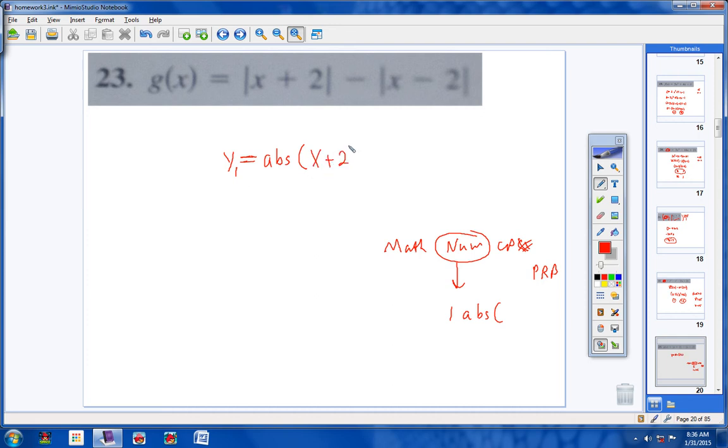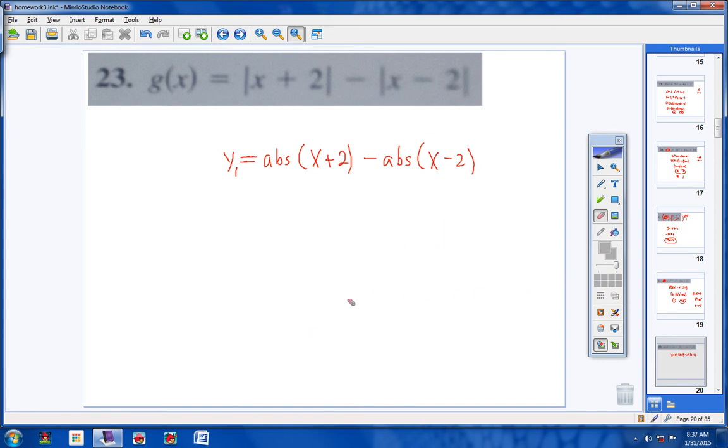Then close your parentheses. Then hit minus. And now you want another absolute value. So go back to numbers, or go back to math, hit your math button, then scroll over to numbers, then scroll down to 1, hit enter, and this should pop up. Then you type x minus 2 and close the parentheses, and that's it. That's all there is to it. If you have any questions on that, call or email.